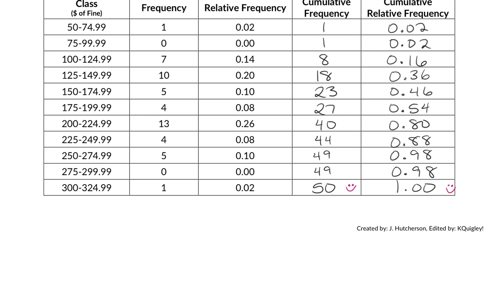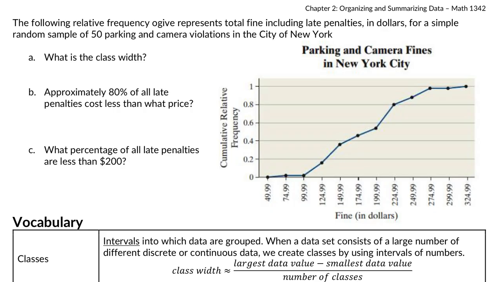So that is just the table version of cumulative frequency and cumulative relative frequency. The ogive graph is on the next page. When you flip that over, we have now displayed this data for you, the cumulative relative frequency, so the proportion of fines that are that value or less, in an ogive.